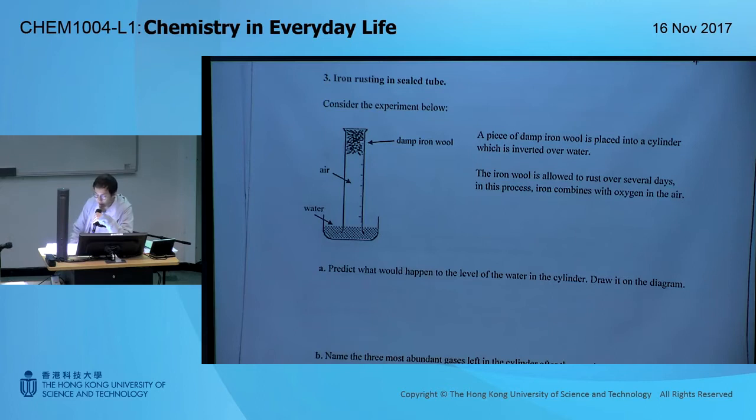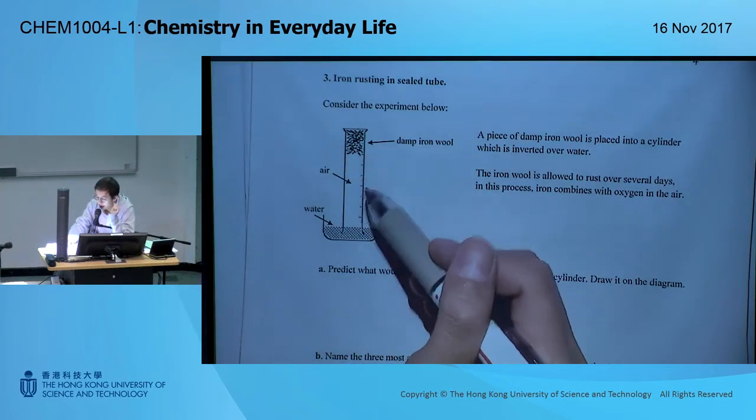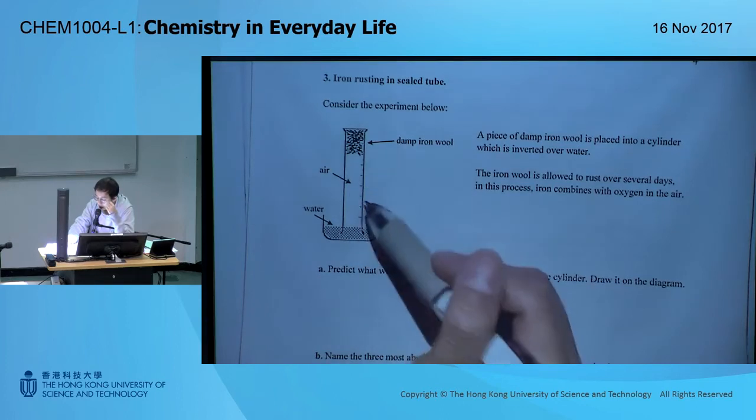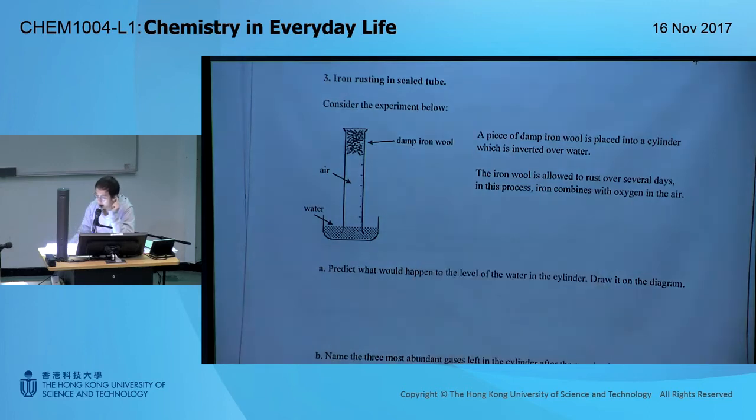Okay, third question. Iron rusting in a sealed tube. So this experiment is conducted by having some iron wool stuffed into a measuring cylinder, inverted over some water to seal it up, so there's some air inside. The iron wool is slightly damp, so there's some water around. So the iron can rust and combine with oxygen in the air. Predict what happens to the level of water in the cylinder.